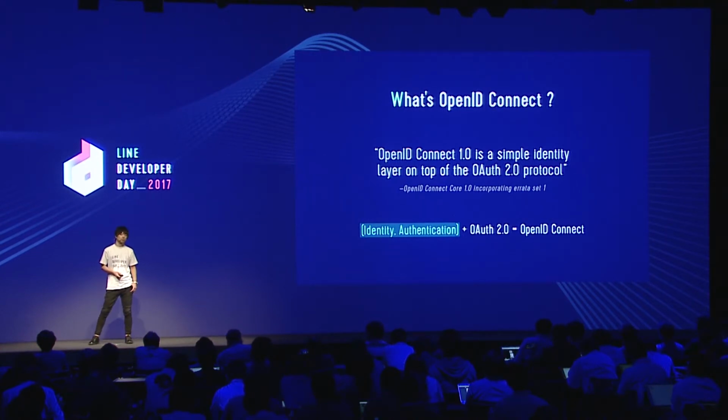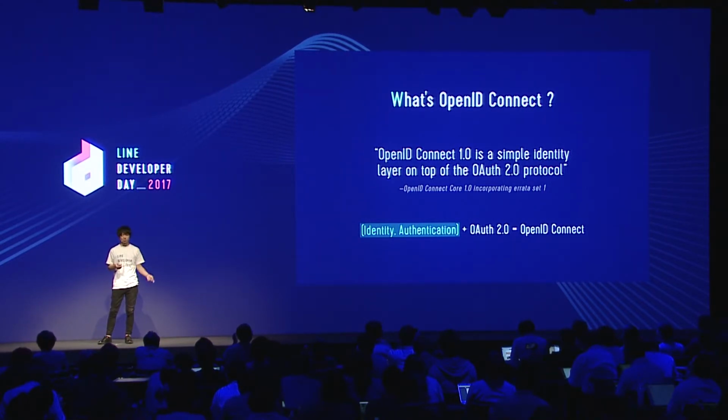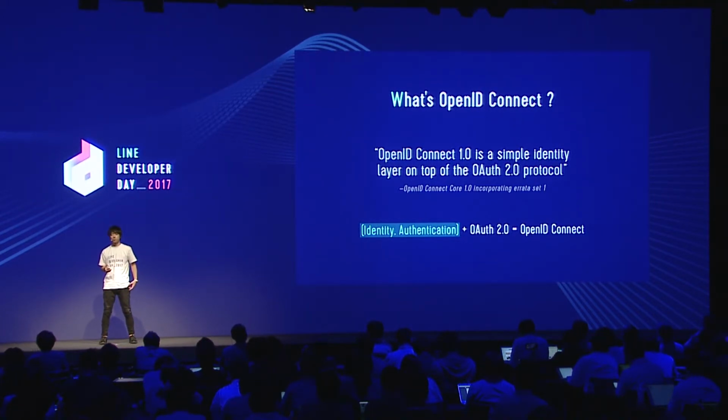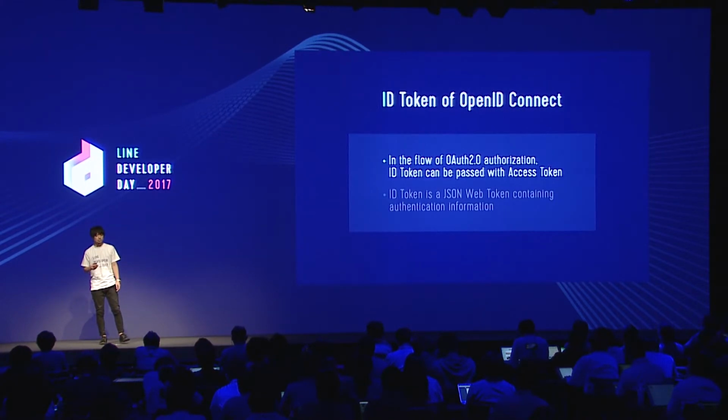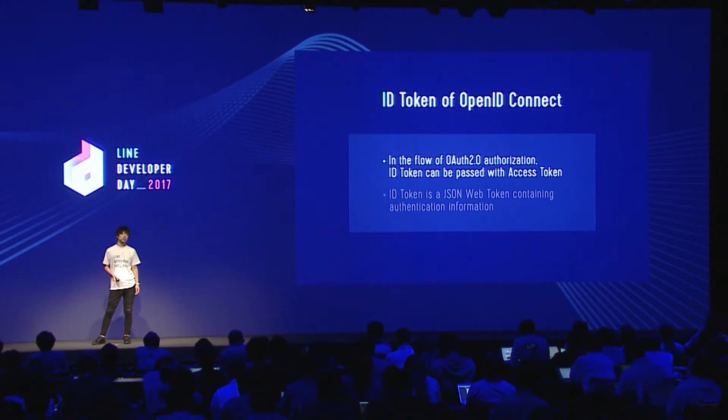So what is OpenID Connect? The OpenID Connect Core 1.0 spec is available, and at the very beginning of that, it says the OAuth 2.0 protocol has a simple identity layer added, meaning that, as you can see, OAuth 2 plus authentication equals OpenID Connect. You often see that description. OAuth 2 was a spec just for the sake of authorization, but with OpenID Connect, you can standardize for the purpose of authentication as well. Authorization as well as authentication.